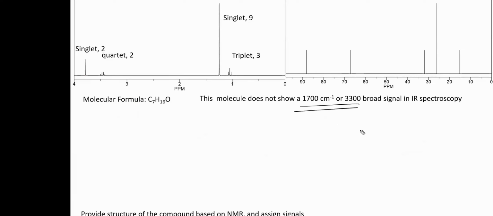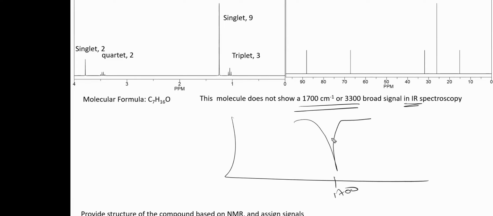The molecule does not show a C double bond O, because C double bond O appears in the 1700 region in the IR spectrum. In IR, you do not see a 1700, which means you do not have a carbonyl, be it aldehyde or ketone, or maybe even an ester. And you don't see a 3300. That's very valuable information, because 3300 is what corresponds to an alcohol group. So this problem can be solved only with proton NMR.